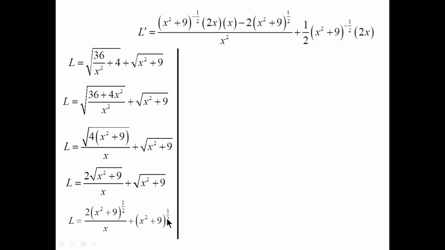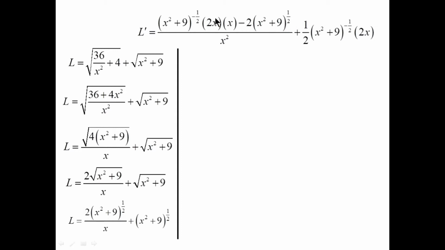Let's do this one. This one's easy to do. It's 1/2 times all of this to the minus 1/2 times the derivative in there, which is 2x. And there it is, differentiated. So we're supposed to prime it, zero it, and solve it. Well, there it is primed. Now we have to zero it and solve it.